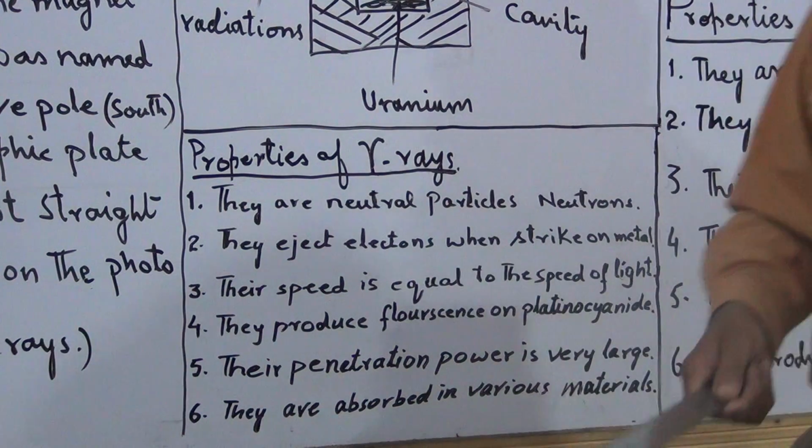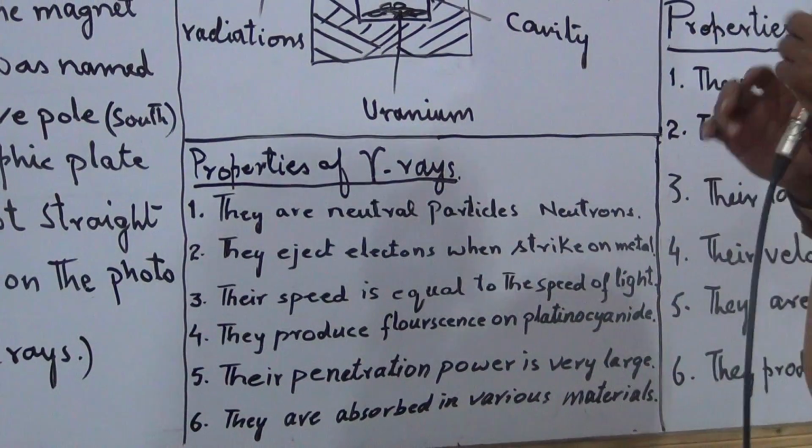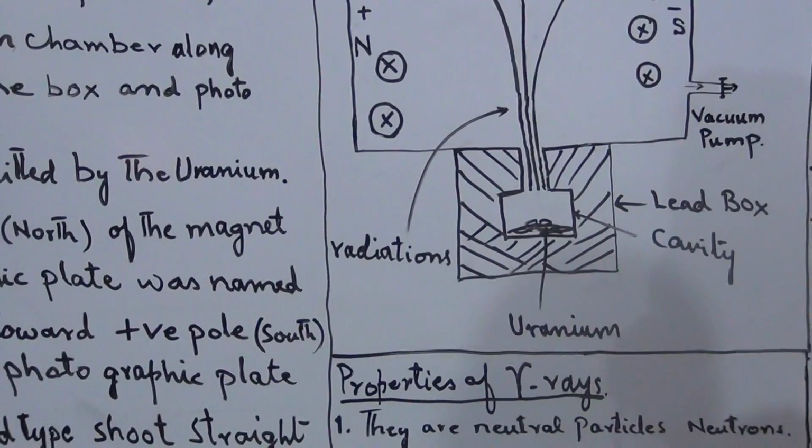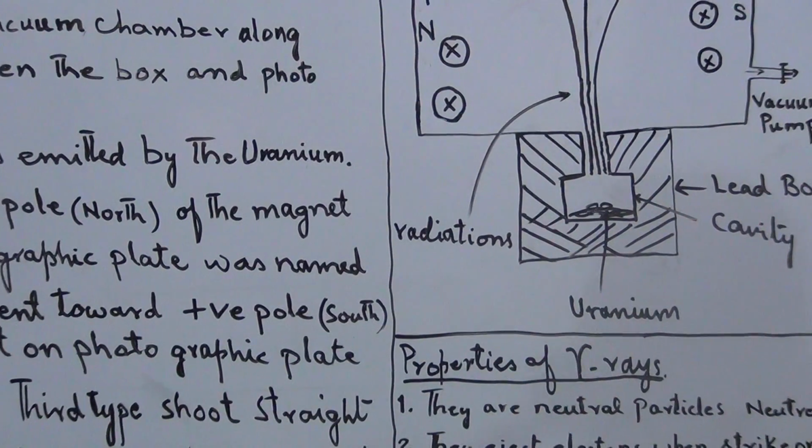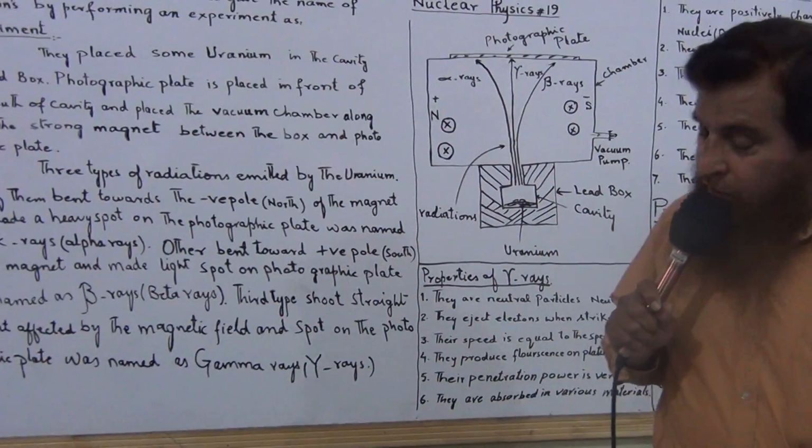Okay, these are the properties of alpha rays, gamma rays and beta rays. Next, in the next class we will study the radioactive elements.